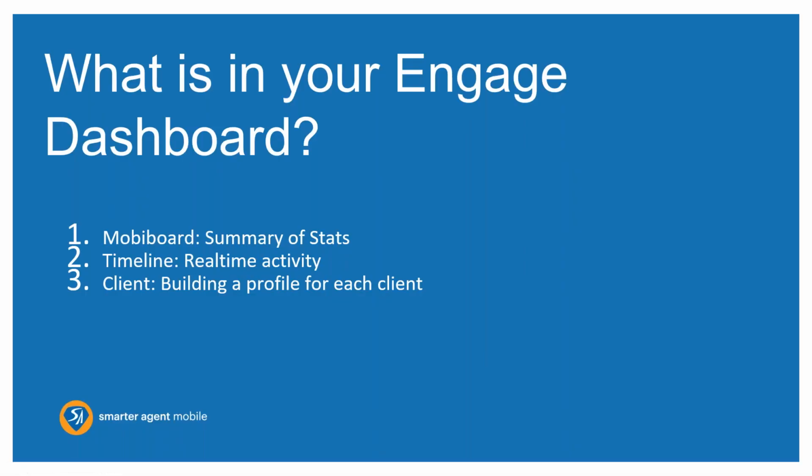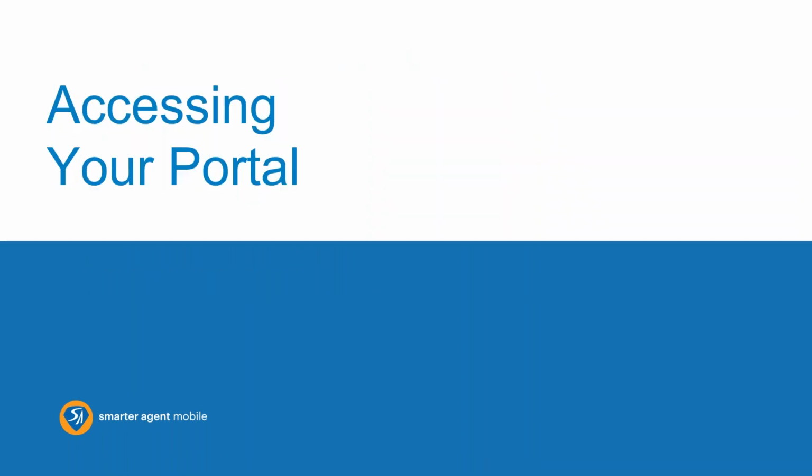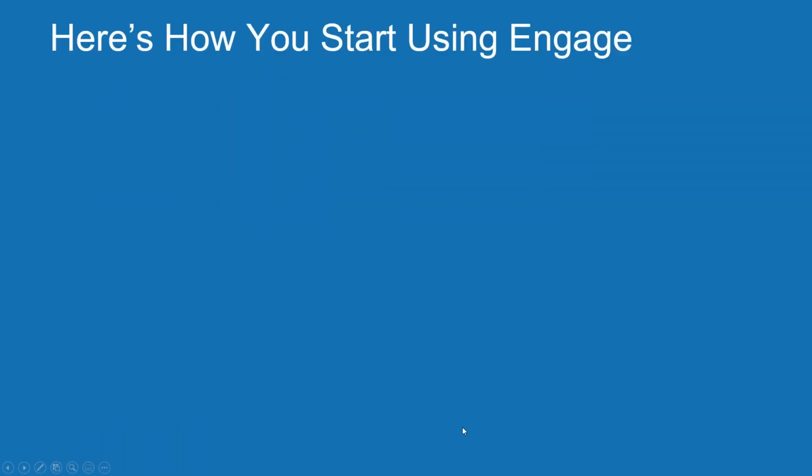First, from an overview standpoint, the Engage dashboard is comprised of three components, and we're going to go into each of these three: Moby board, timeline, and client. But before we go into them, there is a one-time process that we need to go through to activate it on our phones. So I'm going to walk you through that right now.